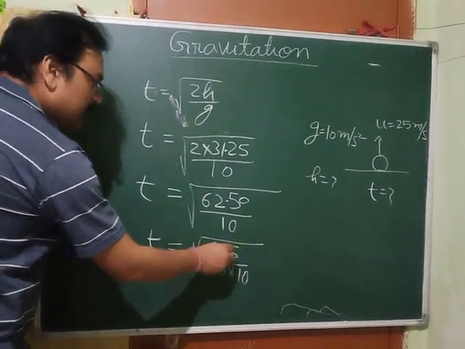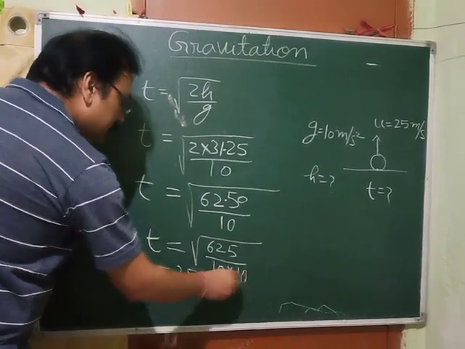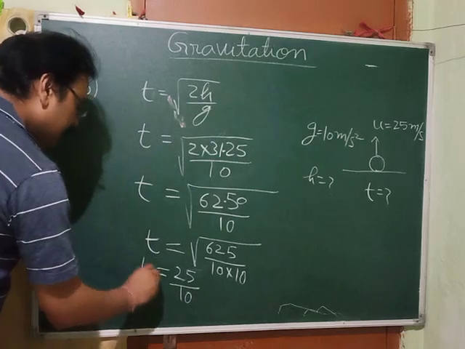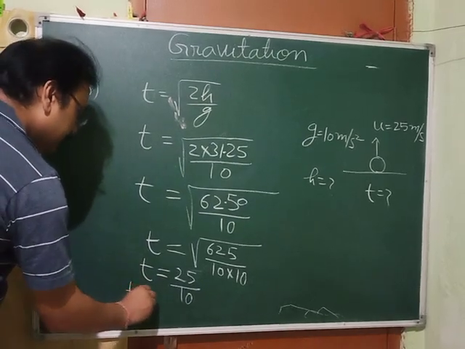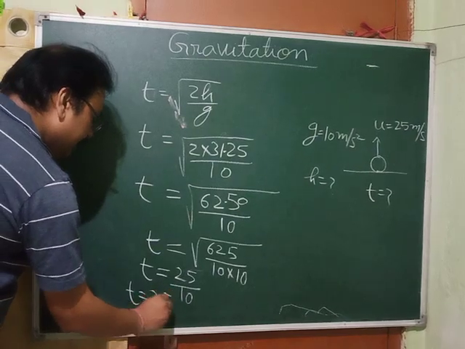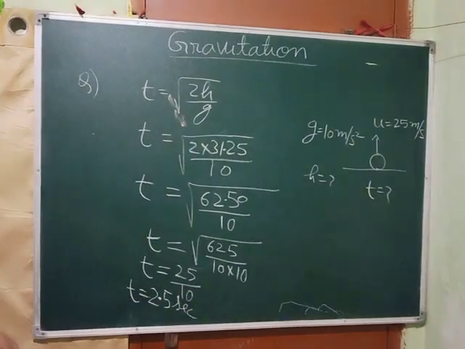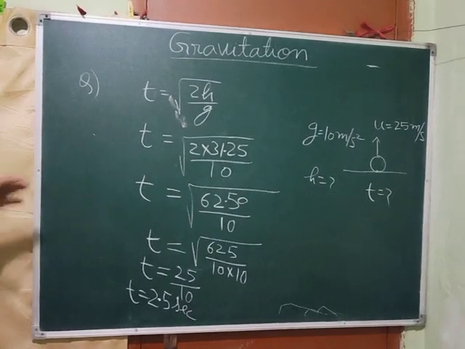How? Square root of 625 is 25. Square root of 10 into 10 is 10. That you will get. So finally what you are getting? T is equal to 25 by 10, that is 2.5 second. Got it? So in this way we can make the calculation easy.